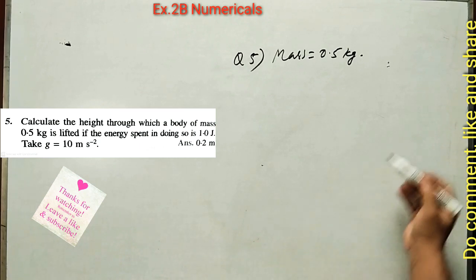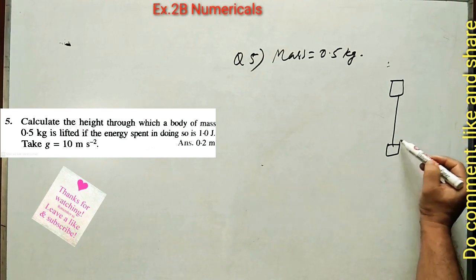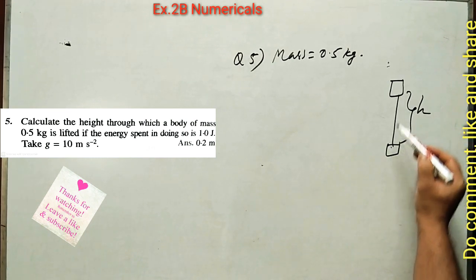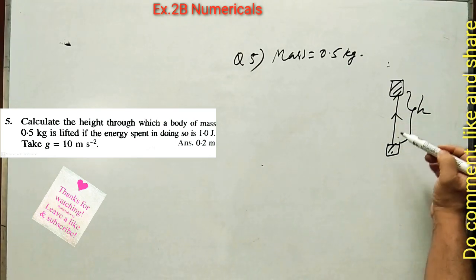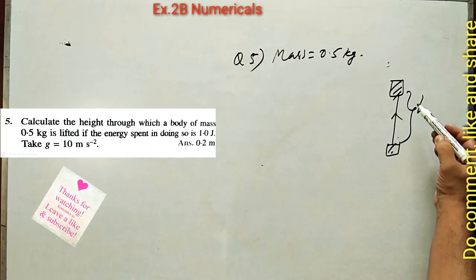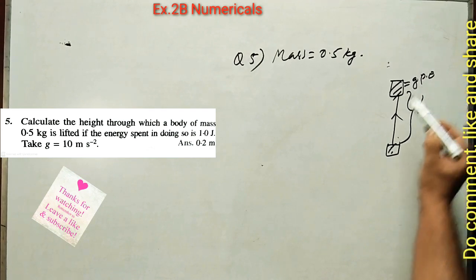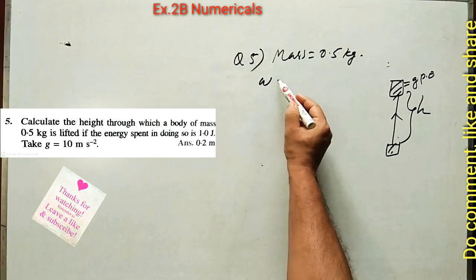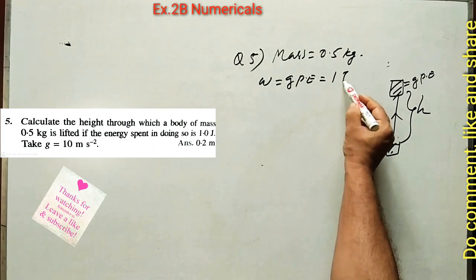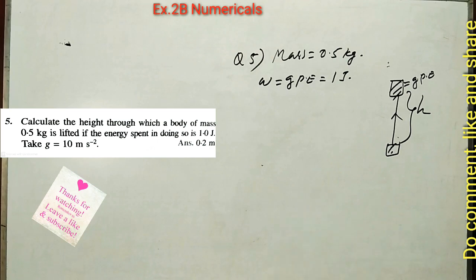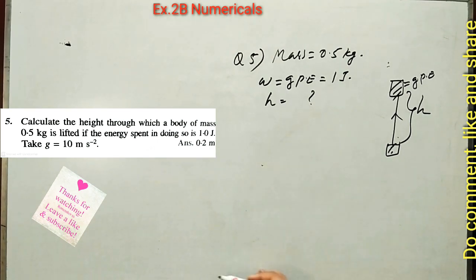So you connect it with the case. The body is being lifted up. When a body is being lifted up through a certain height, you are doing a certain amount of work against the force of gravity, and this work is stored in the body as gravitational potential energy. So the work done is equal to the gravitational potential energy. It is given as 1 joule because you are lifting the body. Clear? So we have to calculate the height through which the body is being lifted up.